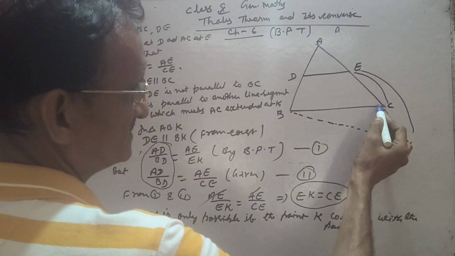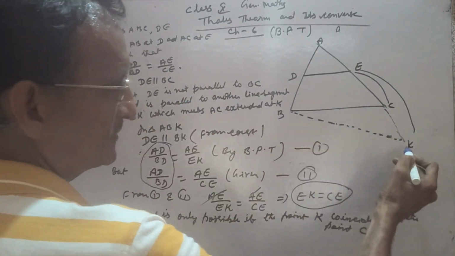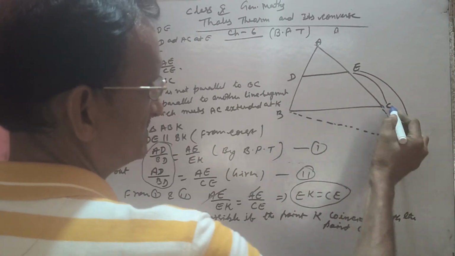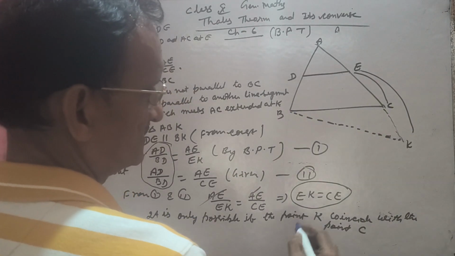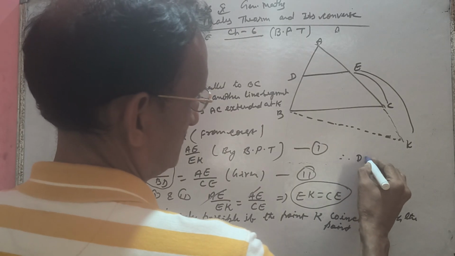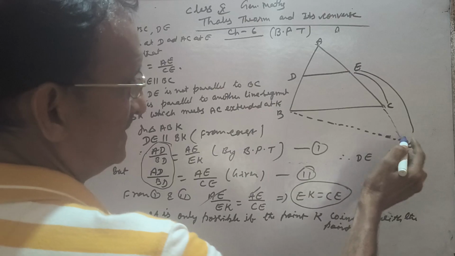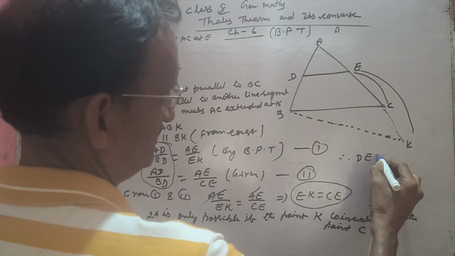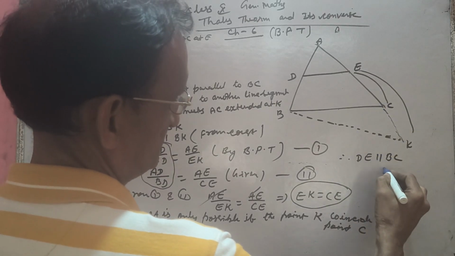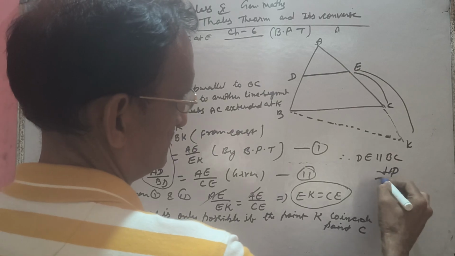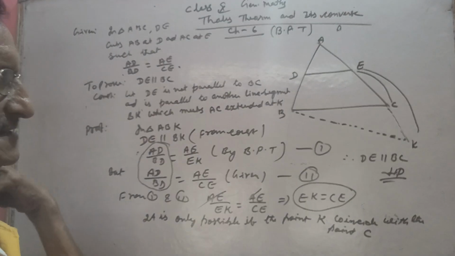This means points K and C are the same point. If K and C are the same point, then BC and BK are the same line segment. So therefore, we had taken DE parallel to BK, but now we have proved that K and C are the same point, therefore DE parallel to BC. So this is hence proved. Understood? This is called the indirect method.